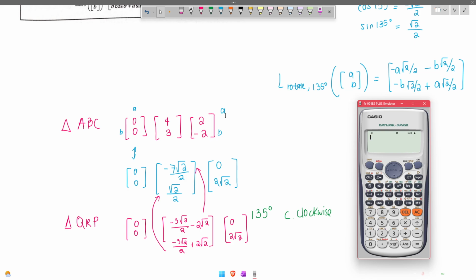So let's solve for the x component. The x component is -a, so -2 times √2/2, and then minus b, where b is -2, so -2 times √2/2.